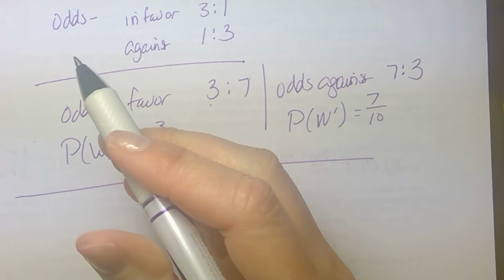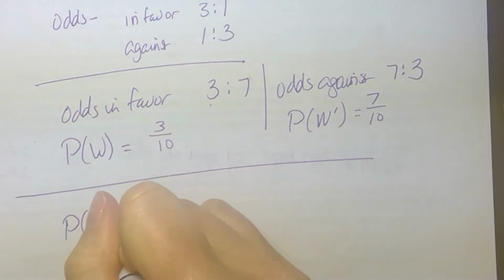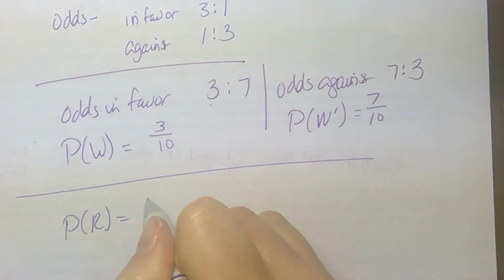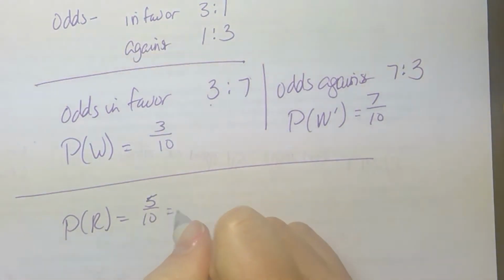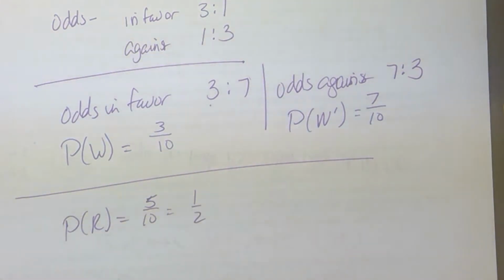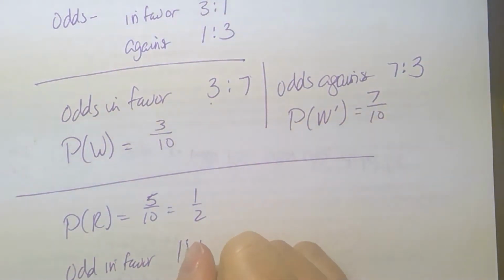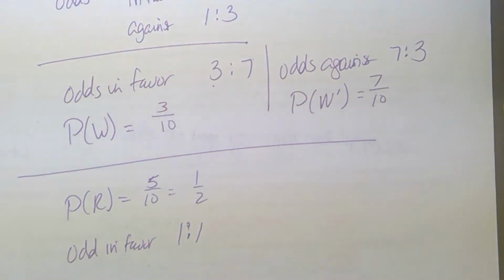One more time, if I said the probability of rain today is 5 out of 10, well, that reduces to 1/2, right? So that means the odds in favor of it raining are 1 to 1. They're even. Even odds that it will rain, even odds that it won't rain. Odds in favor are 1 to 1. Odds against are 1 to 1.